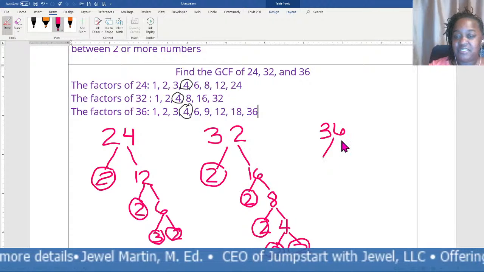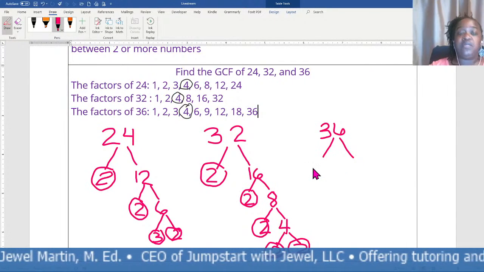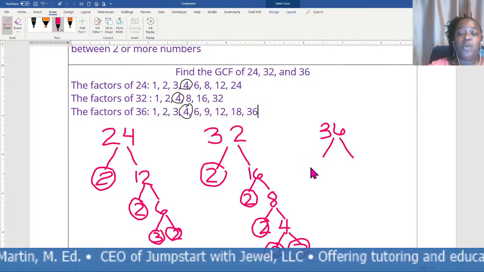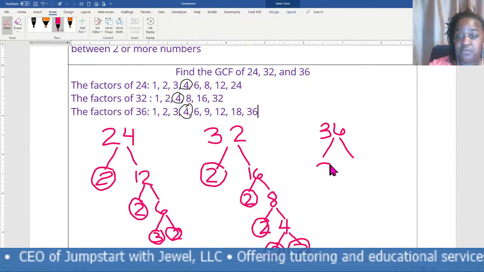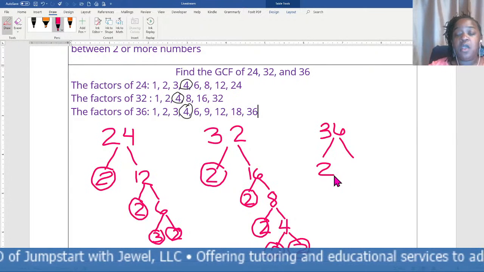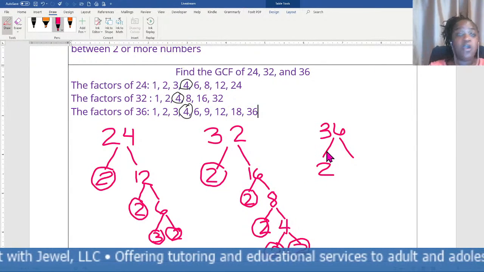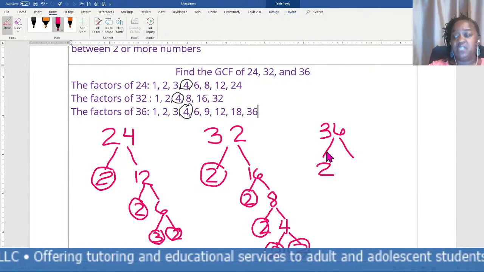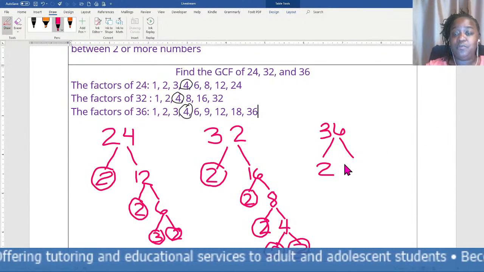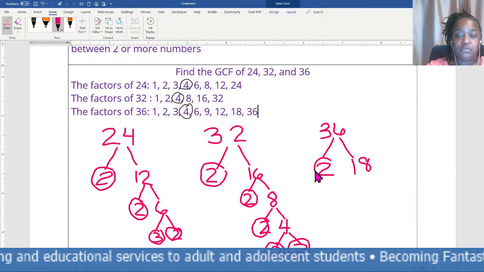Now I've got 36. So again, think about 36, of course, is an even number. One of the factors, what number is a factor of every even number? 2. 2 is a factor of every even number that you could possibly have, whether it be 20 or whether it be 2,520. 2 is always going to be one of the factors. So we've got 2, we've got 18. 2 is my prime number.